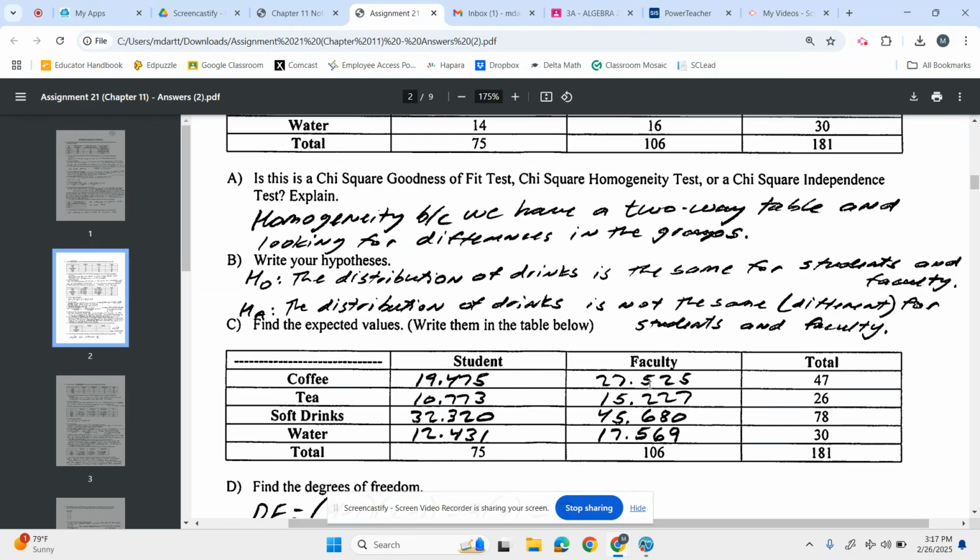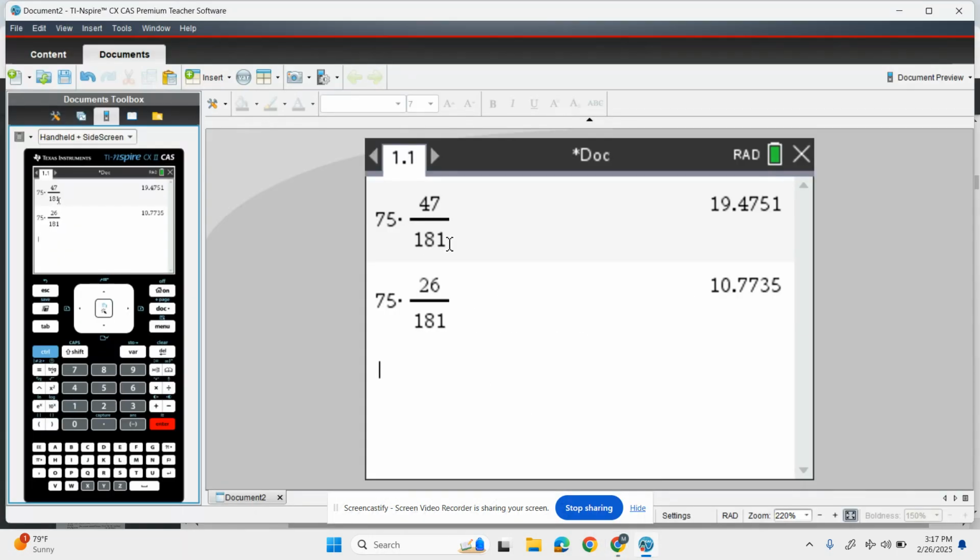Now let's do one for the faculty. This time I'm going to do 106 times 47 over 181, and that's how I get this 27.5 number. So I'm going to go up, copy this original one, and change this to 106.